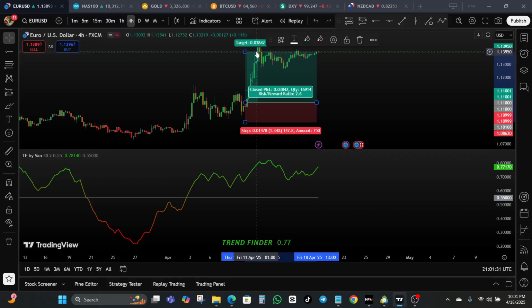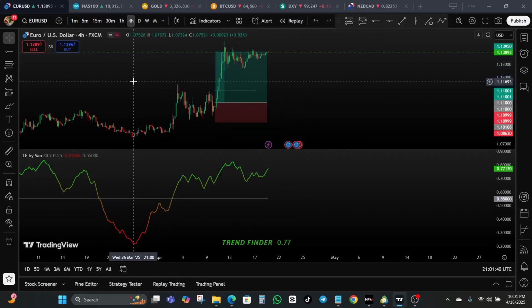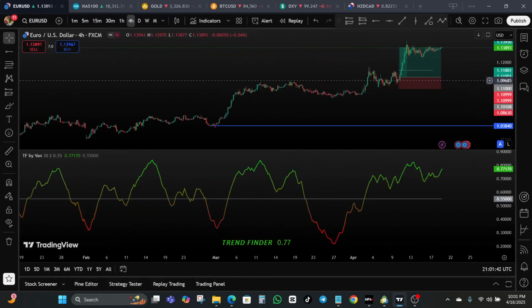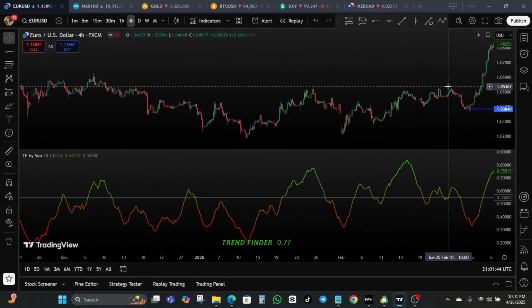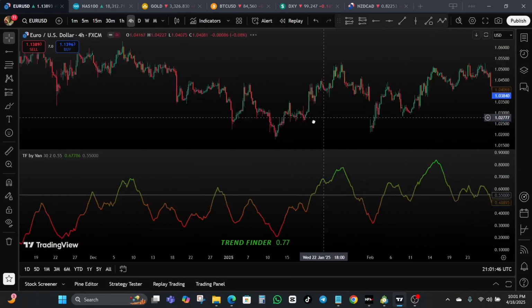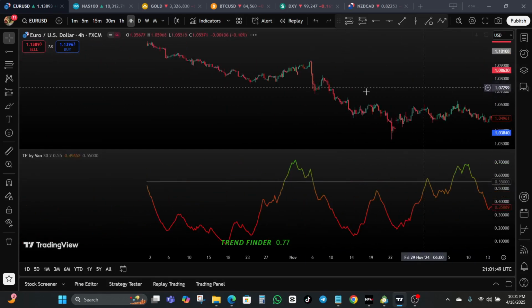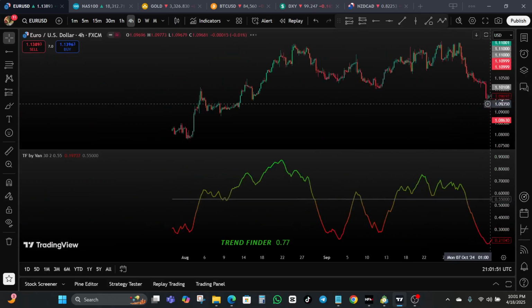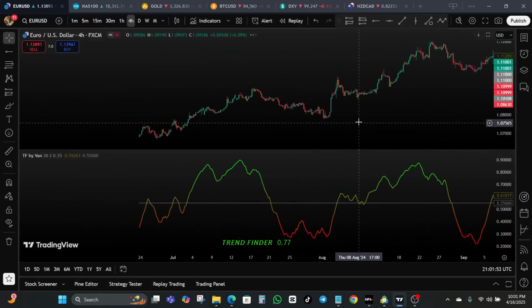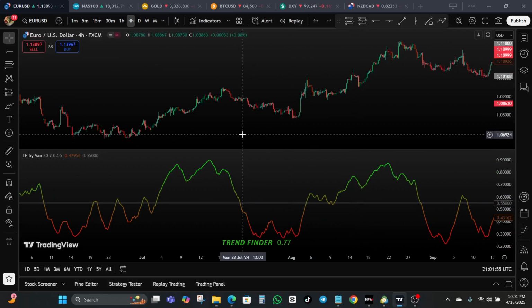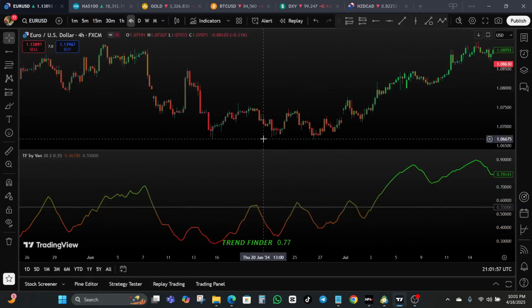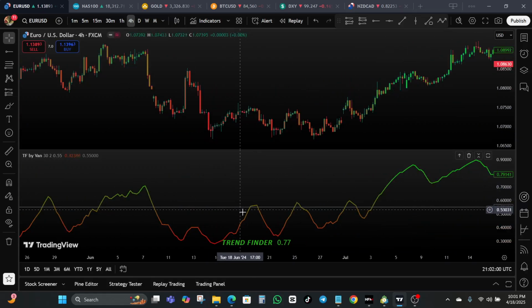So this tool is also incredibly helpful in avoiding bad trades during sideways movement. If the market is ranging, let's just look for a good example, because this indicator is better used in a trending market. When you have a ranging market, the indicator is just moving with short distances.